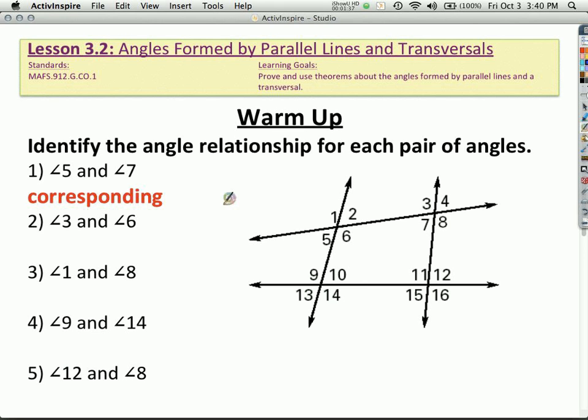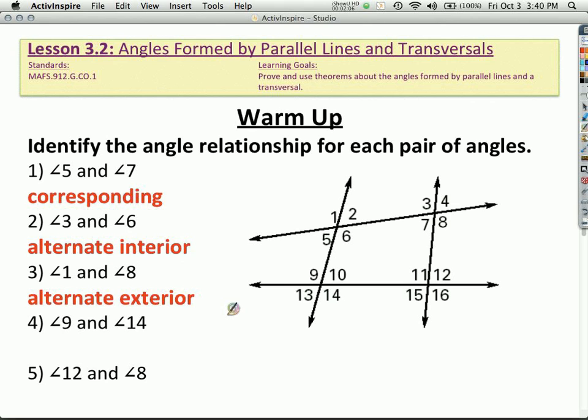We got Kamoy, Stephanie, and then Dainara. Alternate interior angle. Alternate interior. This is alternate interior angles. What about number 3, angles 1 and 8? We got Nathaniel, Kadir, and then Alexandra. Alternate exterior angles. All 3 of you think it's alternate exterior angles.